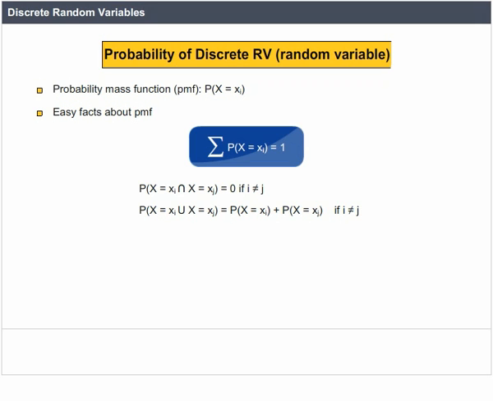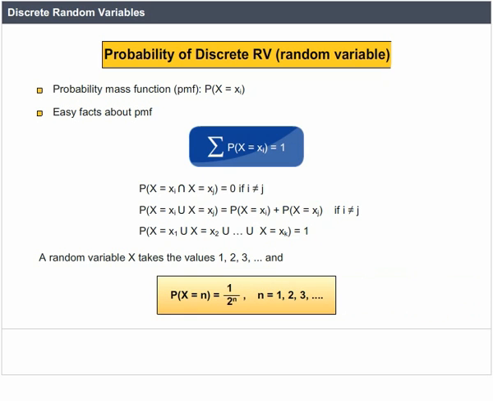If i is not equal to j, then the probability of X equal to x1 union X equal to x2 union, etc., up to X equal to xk, is equal to 1. A random variable X takes the values 1, 2, 3, etc., and the probability of X equal to n is equal to 1 by 2^n, n equal to 1, 2, 3, etc.